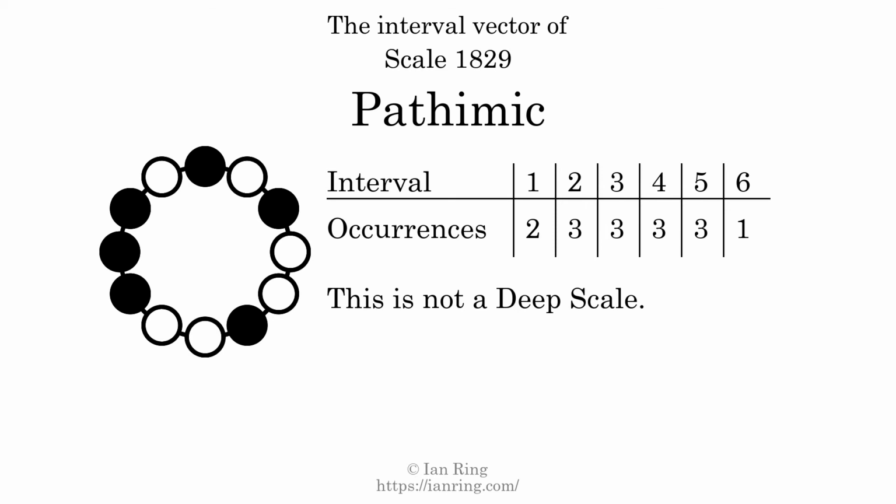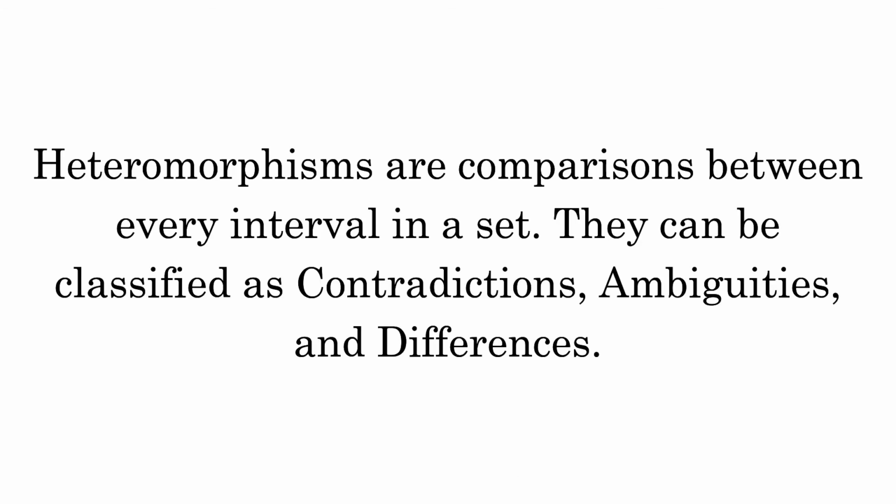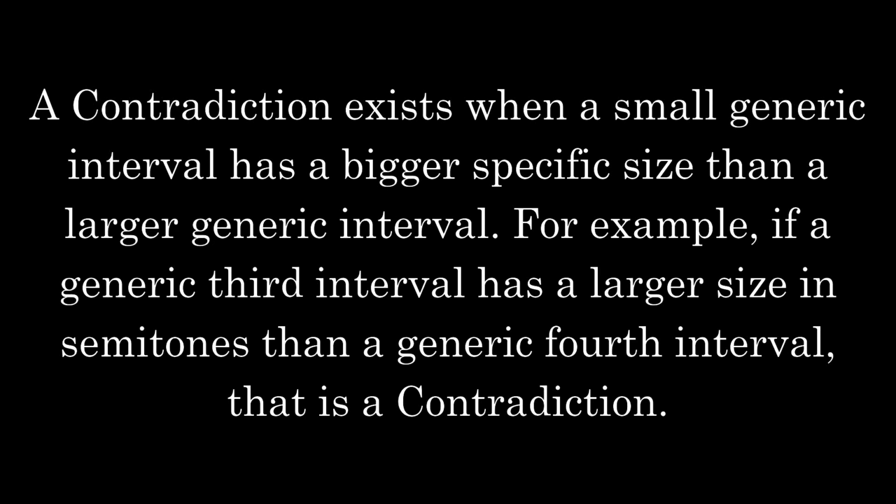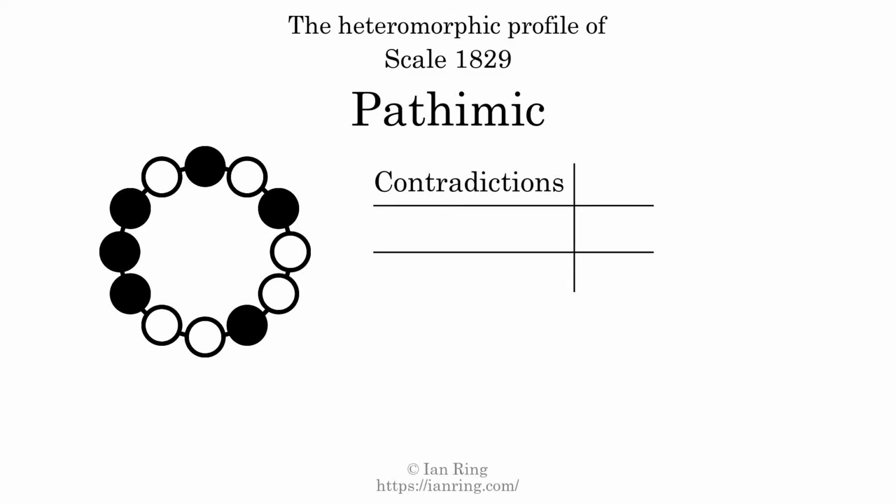a deep scale. Heteromorphisms are comparisons between every interval in a set. They can be classified as contradictions, ambiguities, and differences. A contradiction exists when a small generic interval has a bigger specific size than a larger generic interval. For example, if a generic third interval has a larger size in semitones than a generic fourth interval, that is a contradiction. The number of contradictions in this scale is 12.